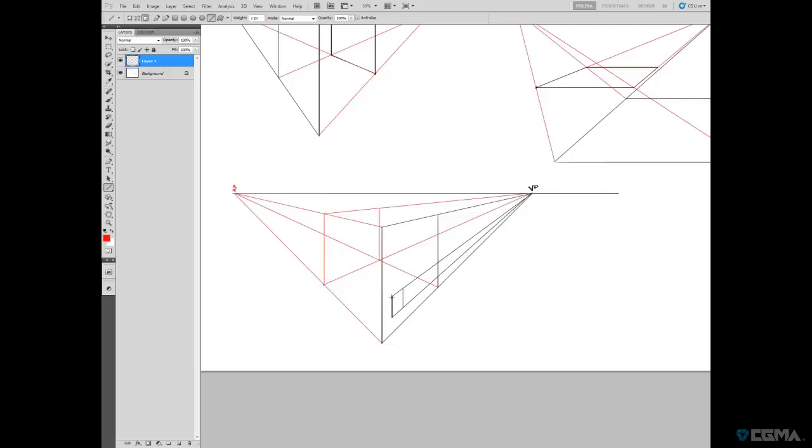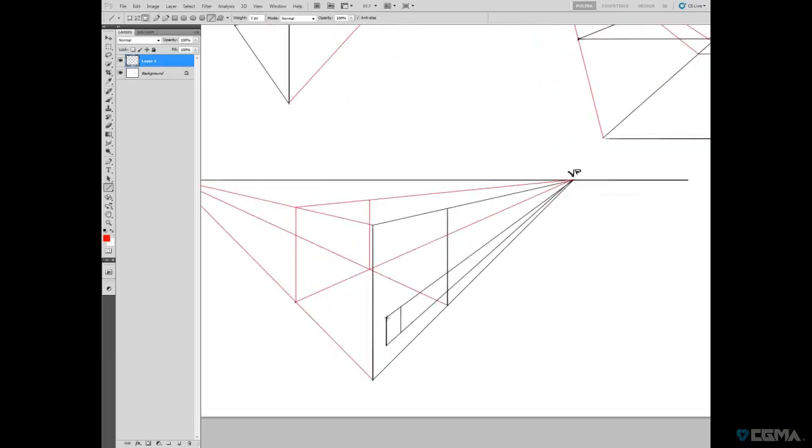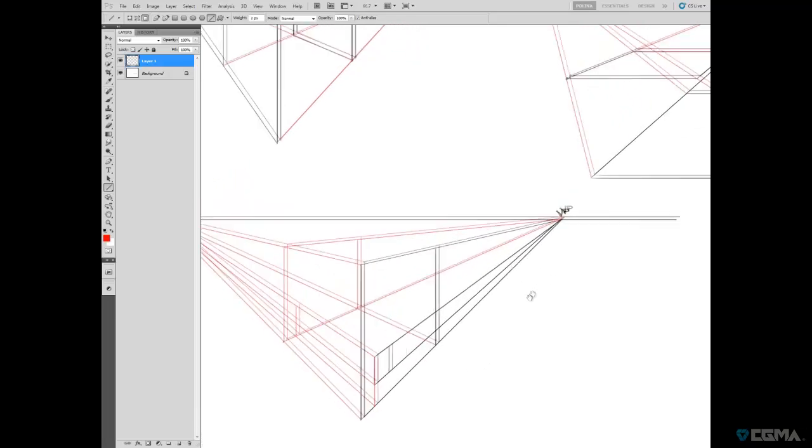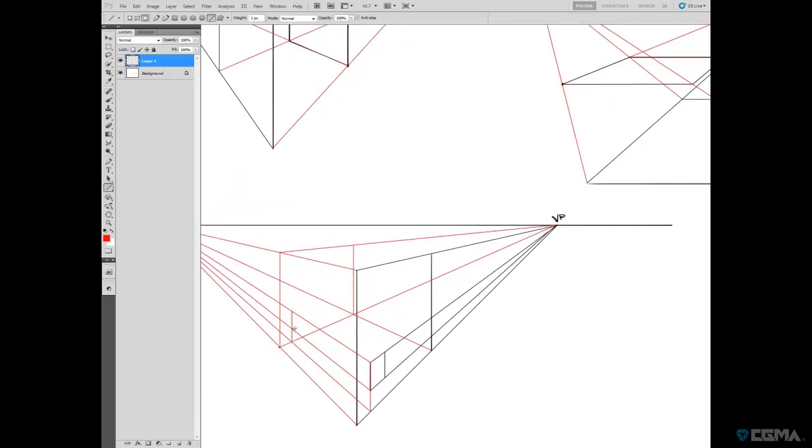Well, go ahead and draw a vertical line to find where it starts. In depth. Transfer this distance back. Bring it up. Transfer the height. Transfer the bottom part of that hole. And now, for the horizontals, bring them back to the vanishing point.